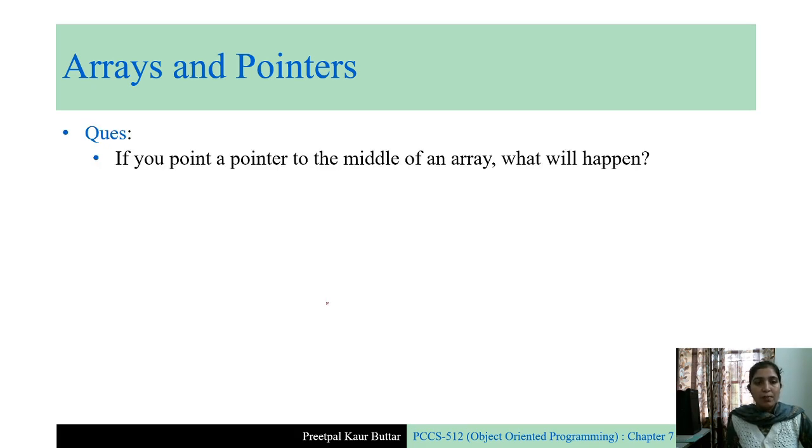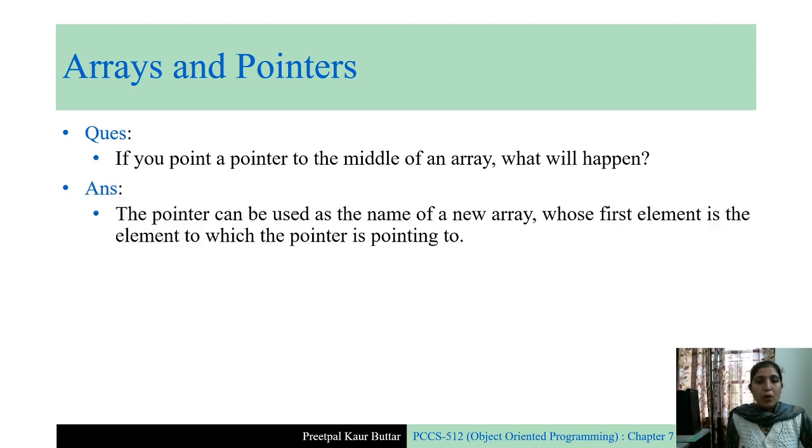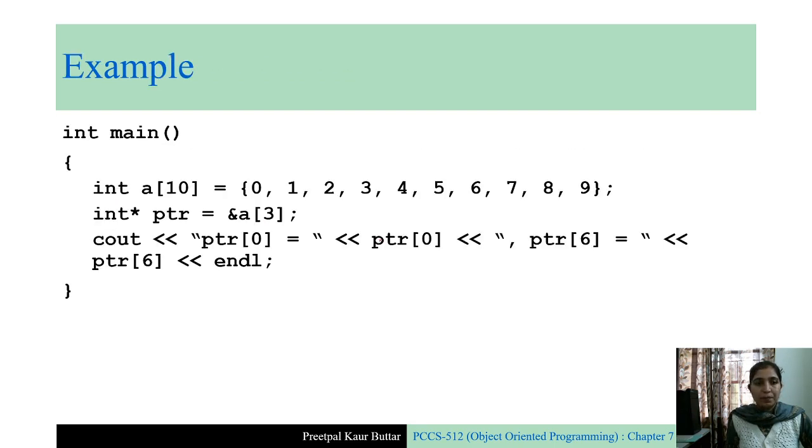Now we have a question. If you point a pointer to the middle of an array, what will happen? The answer is, the pointer can be used as the name of a new array whose first element is the element to which the pointer is pointing. Now let us understand it with the help of an example.